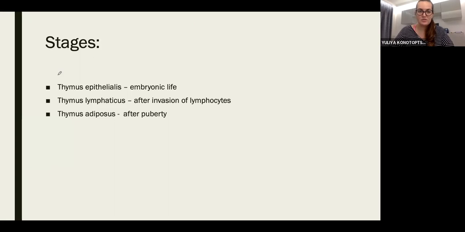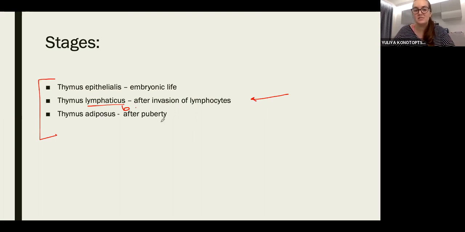Here I'm telling you the different stages of the thymus: thymus epithelialis during embryonic life, and lymphaticus. This is the slide that we have, okay? So this is a baby's thymus, a piece of it, and it has lots of lymphocytes, so we call it thymus lymphaticus. And adiposus, this is a different stage. It begins after puberty. It only starts after puberty. You start to see some adipocytes there.